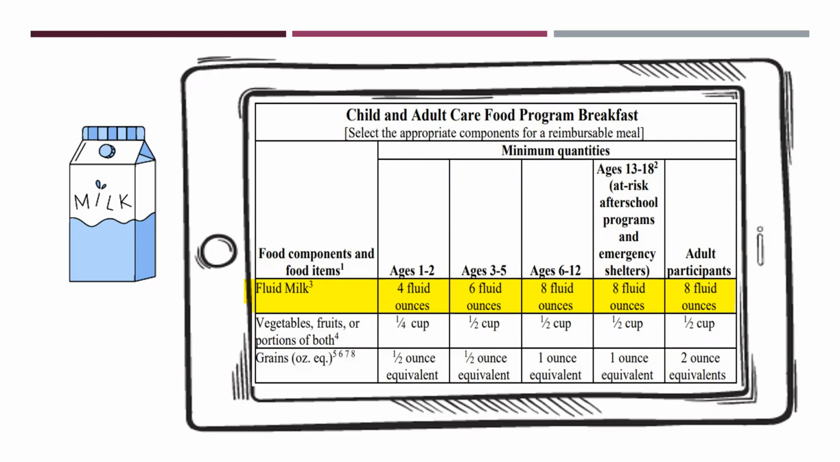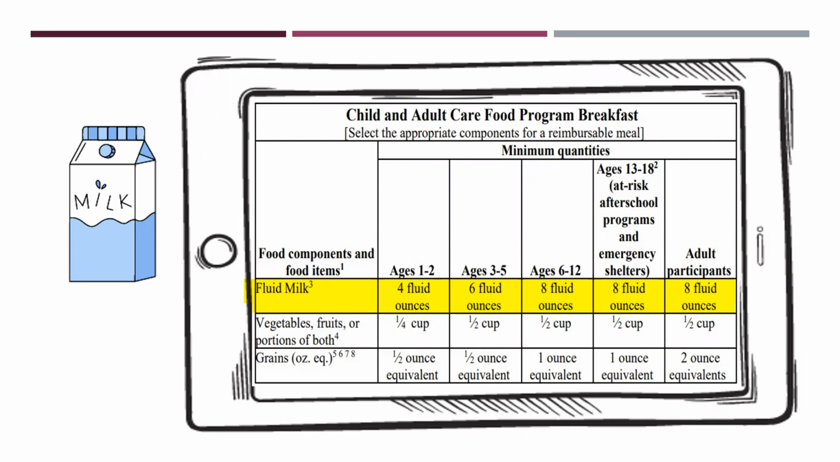Fluid milk is the first component listed in the breakfast meal pattern. Under each age group, you can see the minimum amount of milk that must be served in order for the meal to be creditable and reimbursable. Children ages 1-2 need a minimum of 4 fluid ounces. Ages 3-5 also need to be offered a minimum of 4 fluid ounces. The rest of the age groups all need to be offered a minimum of 8 fluid ounces.